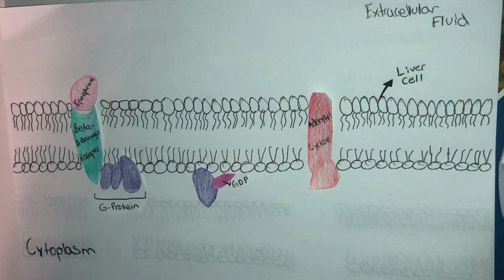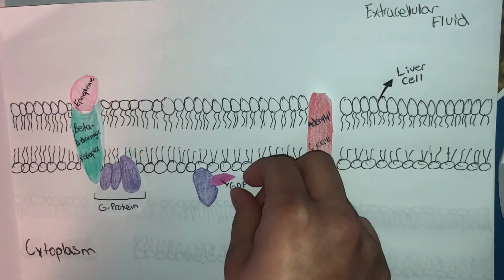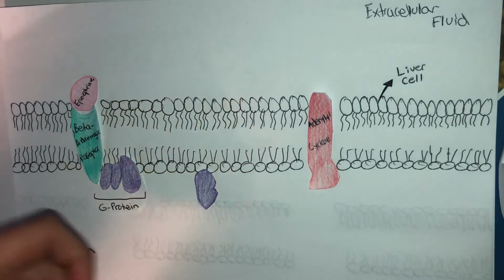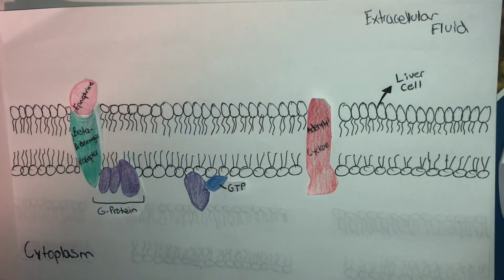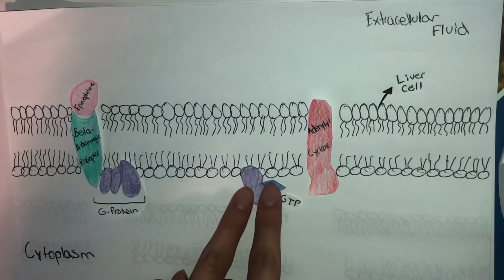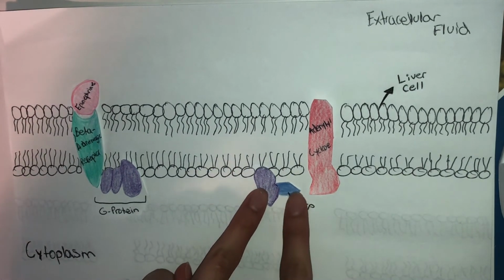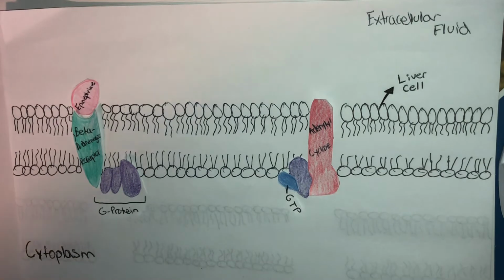So when the G protein binds with the activated receptor, the subunit that was released is going to now release GDP, and it's going to take up a molecule of GTP. Once the G protein subunit is activated, it's going to diffuse within the plasma membrane, and it's going to continue to do this until it reaches the enzyme called adenylyl cyclase.